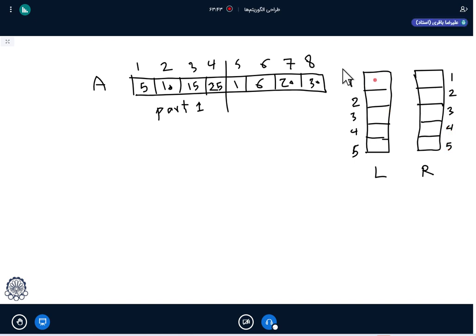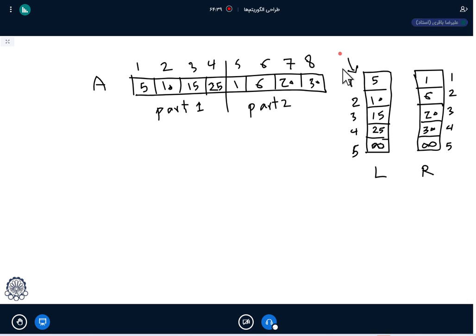So we have in array L 5, 10, 15, 25, and we put infinity as the last number in L. Then we copy the content of the second part in array R, 1, 6, 20, 30, and again we put infinity as the last number in R.